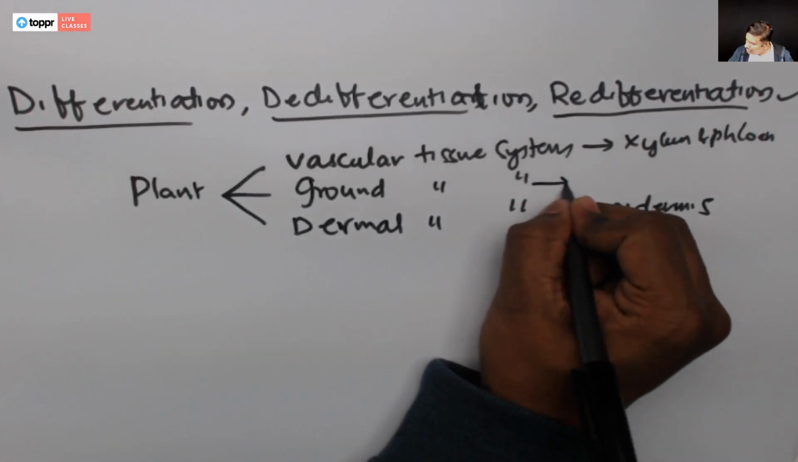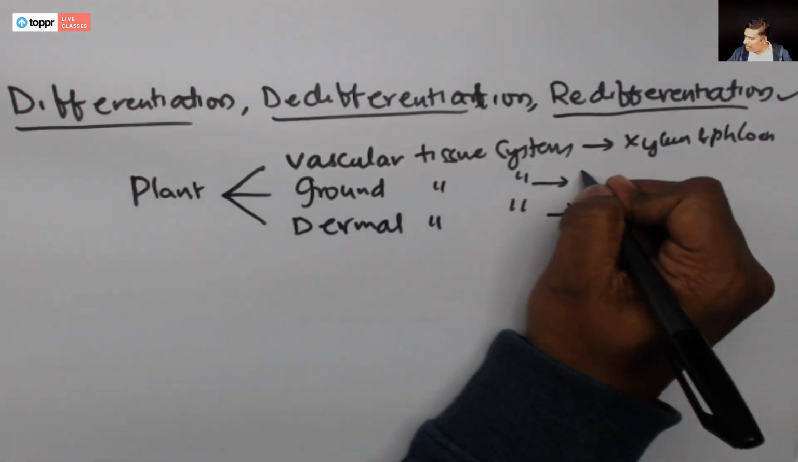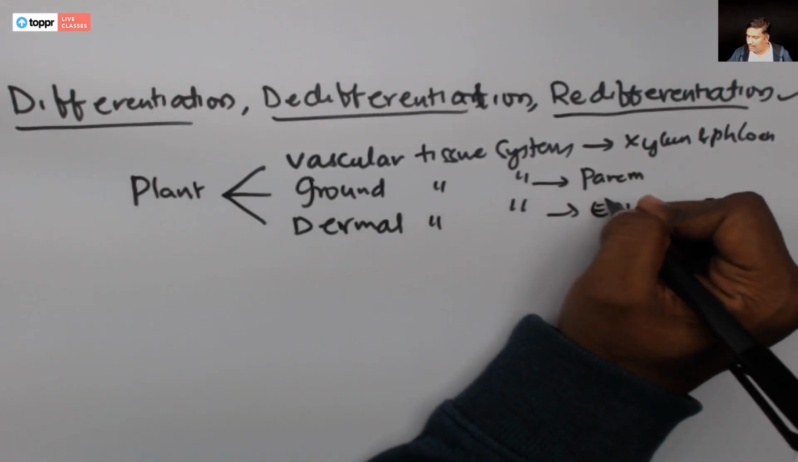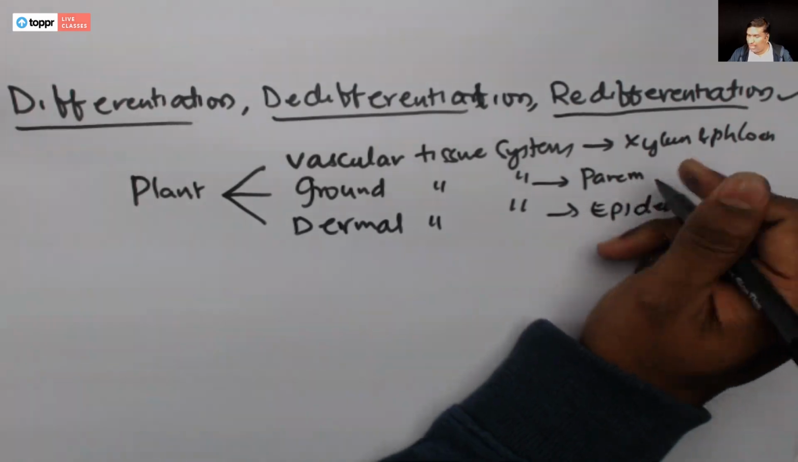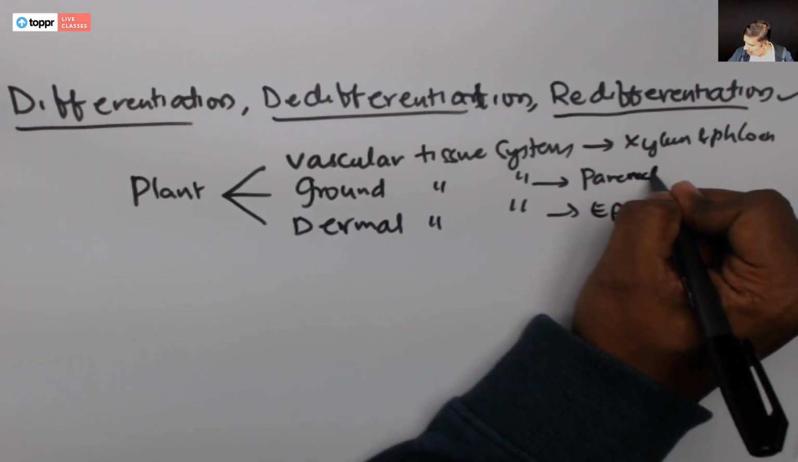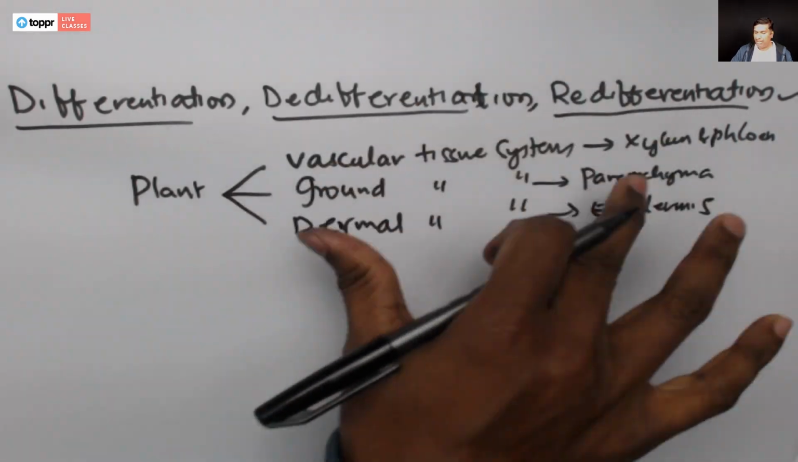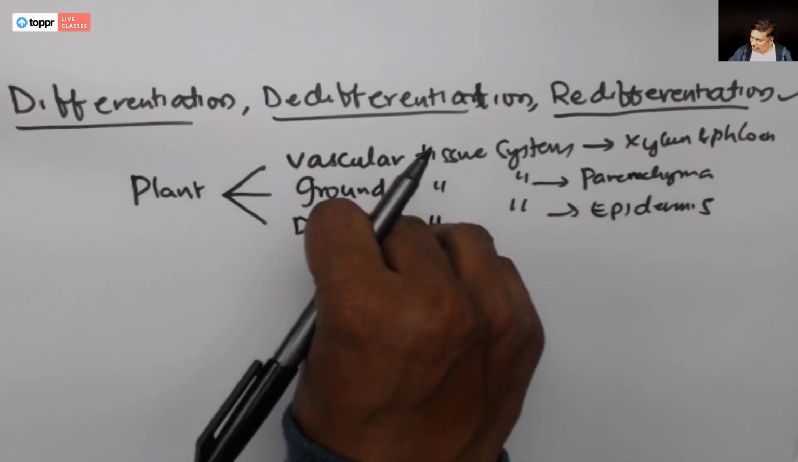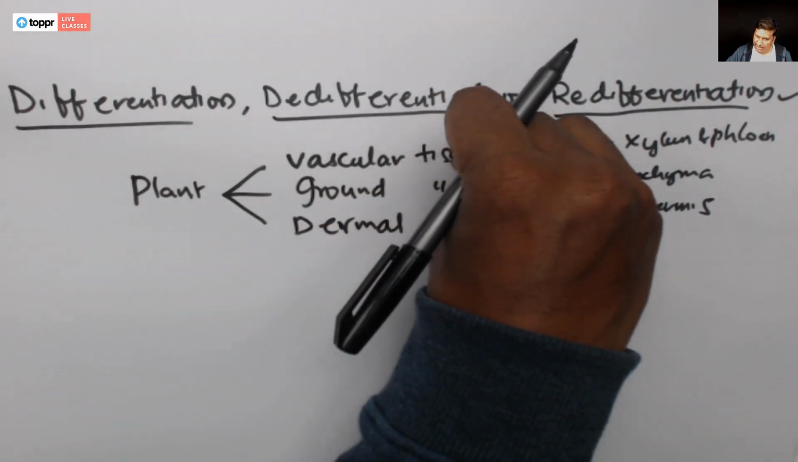The ground tissue system is where you have the parenchyma and mesophyll cells. In the leaves you have mesophyll cells. This is basically parenchyma, etc. The ground tissue system will fill up the spaces between your dermal and the vascular tissue system.